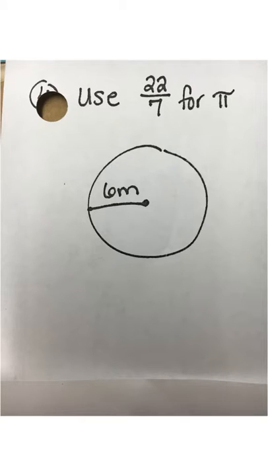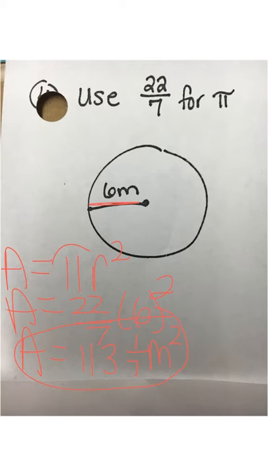For number 4, you're using 22/7 for pi. You will notice that we have a radius here, and it's 6, so that is what we're going to use. For area, it is going to be pi times r squared. So plug it in, and pi we're using 22/7 times the radius, which is 6 squared. When you plug that in the calculator, you will get 113 1/7 meters squared.